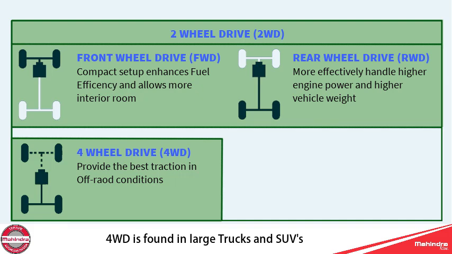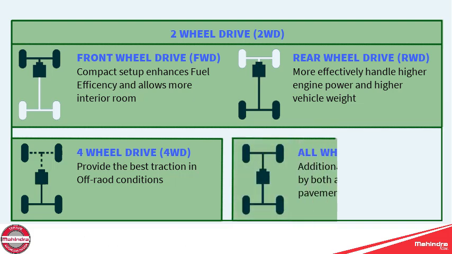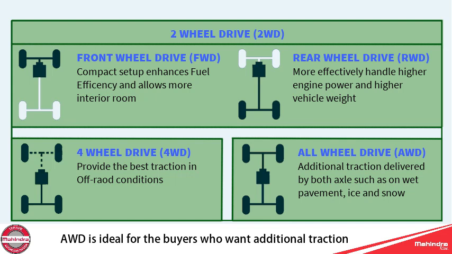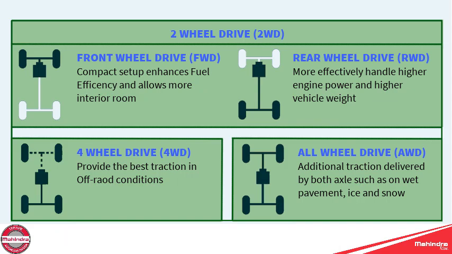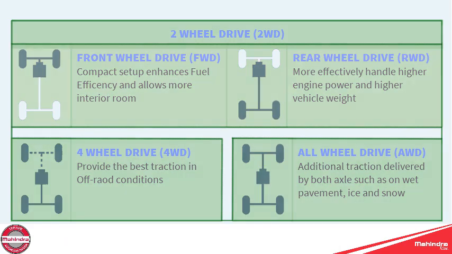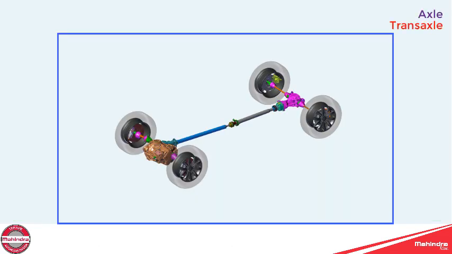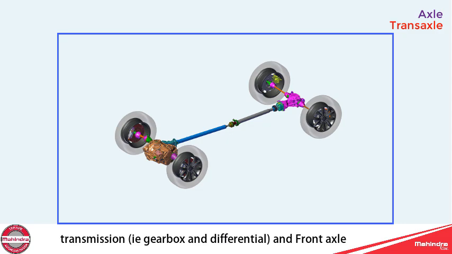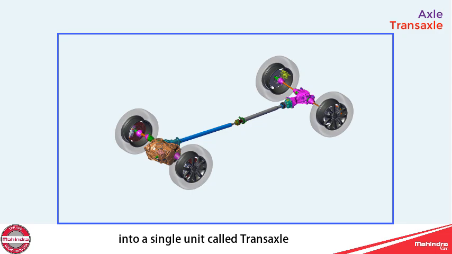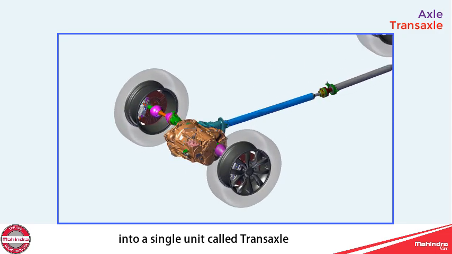Four-wheel drive is found in large trucks and SUVs and provides the best traction in off-road conditions. All-wheel drive is ideal for buyers who want additional traction delivered by both axles, like on wet pavement, ice and snow. Modern front-wheel drive cars typically combine the transmission, that is gearbox and differential, and front axle into a single unit called transaxle.